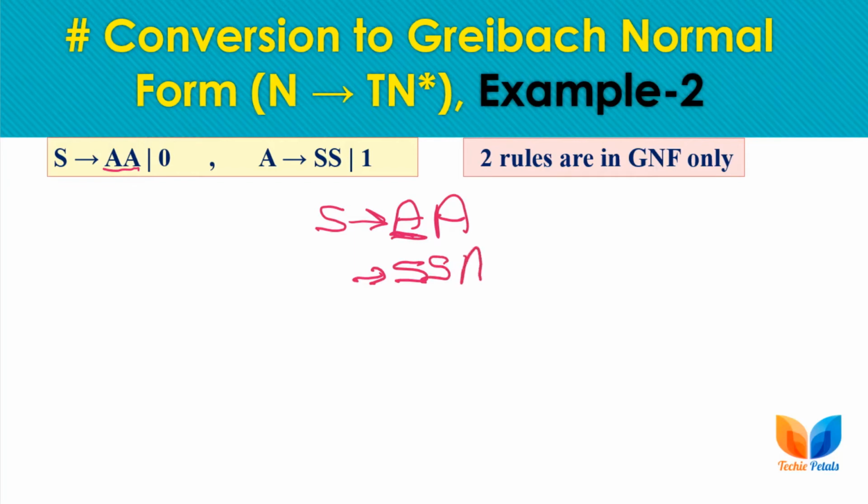for this particular rule only. And now this rule is having left recursion. So in this grammar we are having left recursion, not direct but indirect left recursion. These rules are already in GNF, but other rules are having left recursion.